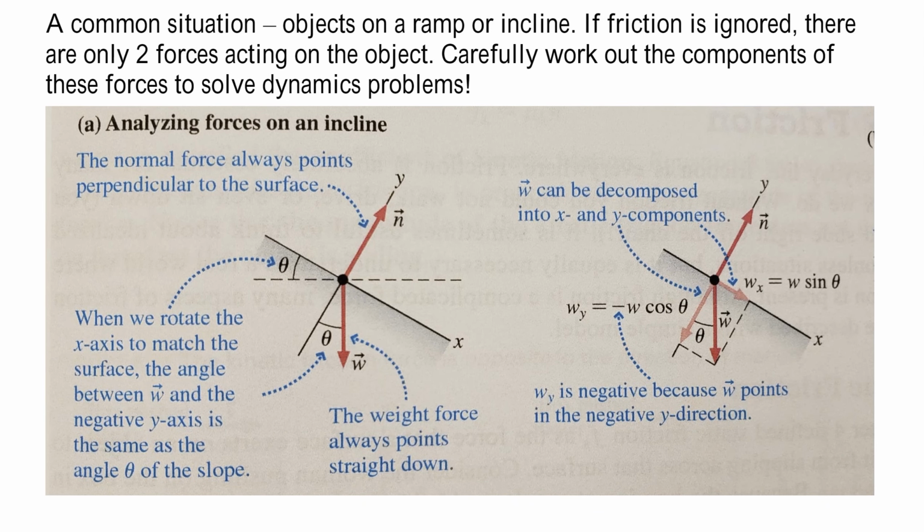Commonly, we're going to be dealing with things that are on some kind of ramp or incline anyway. If we are ignoring friction, then there are only two forces that are going to act on the object: weight and the normal force. So we'll carefully work out the components of these forces to solve our dynamics problems. A typical ramp problem will have this sort of free body diagram. We'll have some angle theta, and as we have seen, the angle theta that the ramp is making will correspond to this angle right here on the free body diagram.